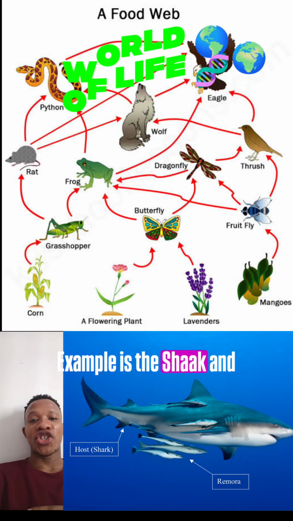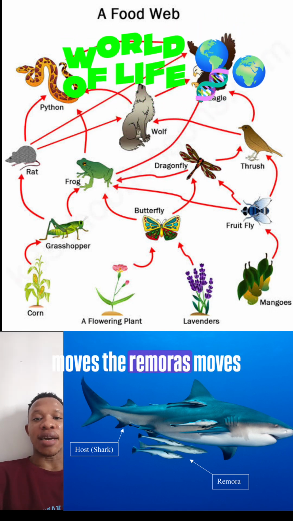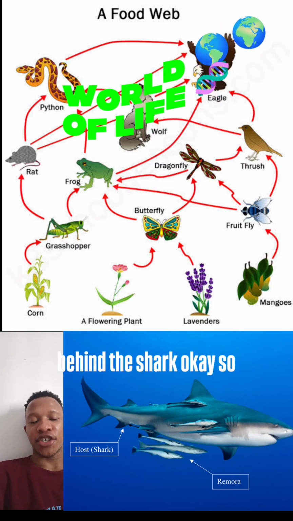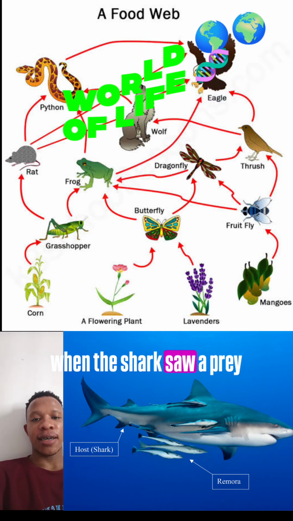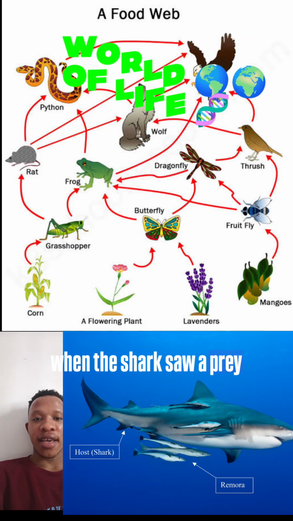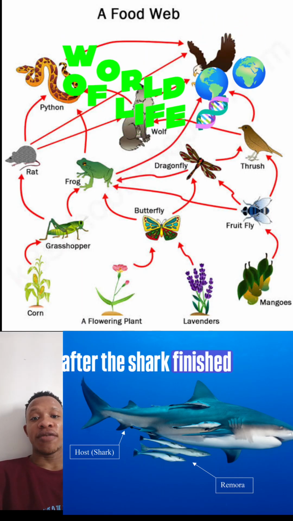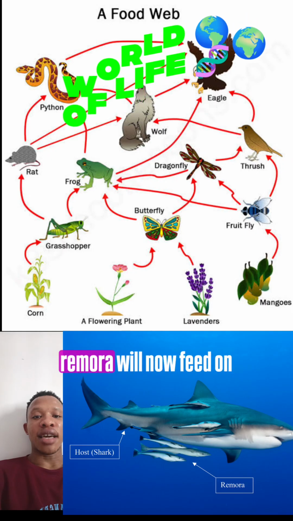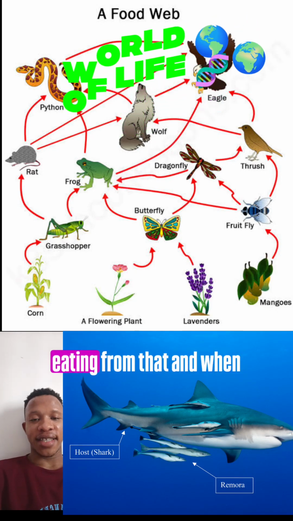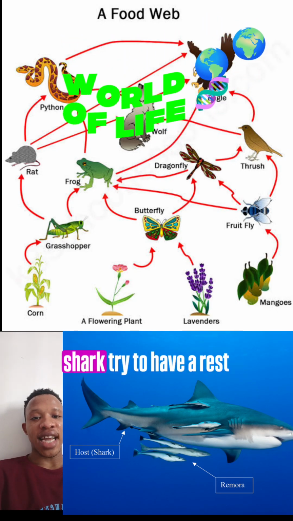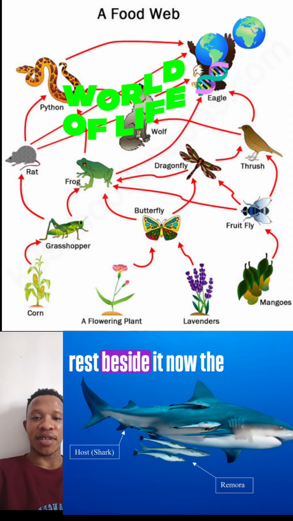Example is the shark and the remora fish. As the shark moves, the remora moves behind the shark. Okay, so when the shark sees a prey and kills that prey, after the shark finishes feeding on that prey, the remora will now feed on the leftover. And when the shark tries to have a rest, the remora also has a rest beside it.